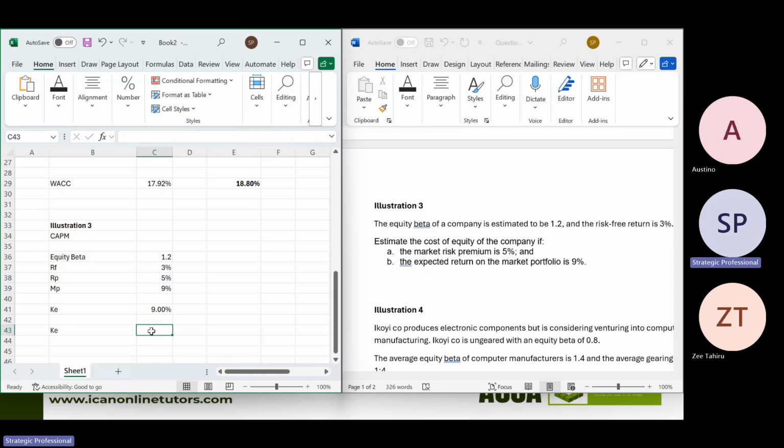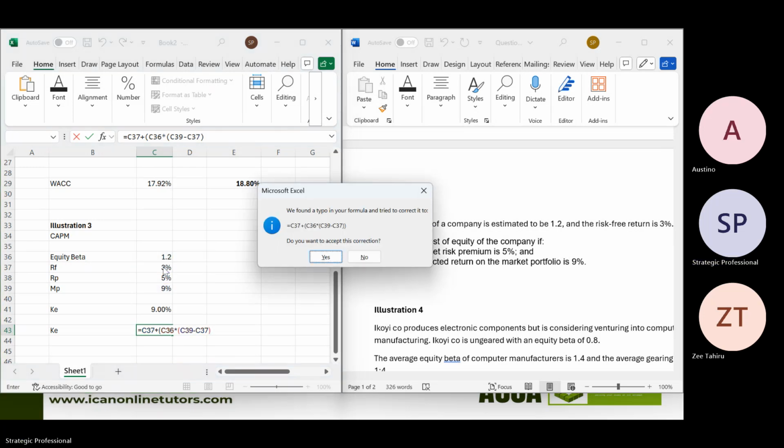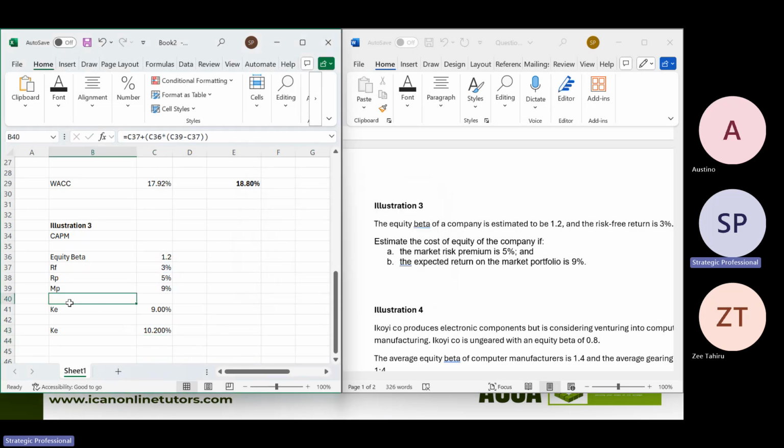There's now another way. I will explain. The other way is this. Your risk-free, plus your equity beta. Let's bracket this one first. Equity beta, right? Multiplied by 9 minus 3. 9 minus 3, right? And what do we have? I'm supposed to accept 10%. Can you see the difference? Any question?